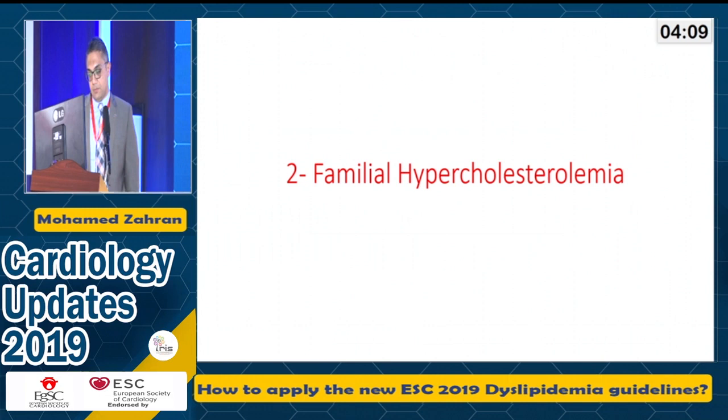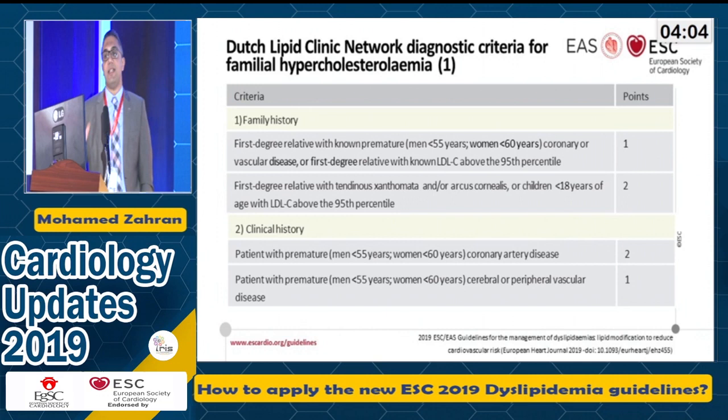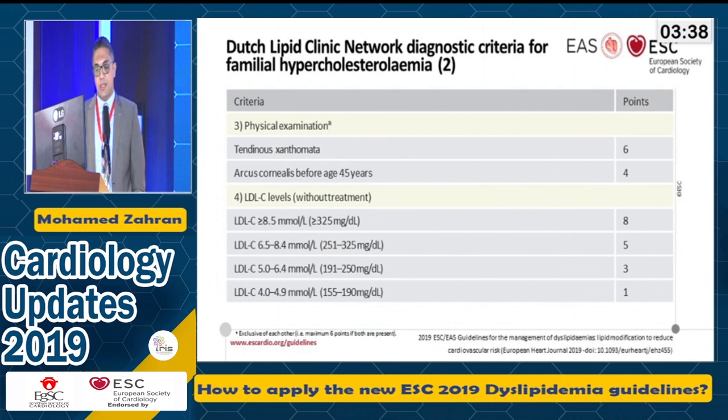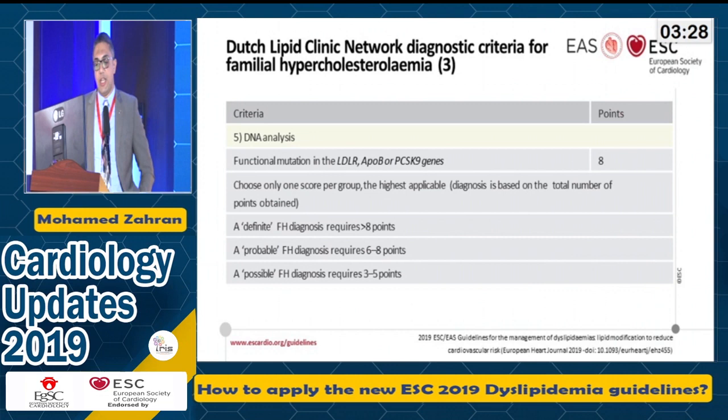Familial hypercholesterolemia is an issue that was raised and focused upon especially in the 2019 guidelines. This is the Dutch Lipid Clinical Network diagnostic criteria for familial hypercholesterolemia. It's composed of several items, and you calculate the points at the end. The family history is important. The clinical history of coronary artery disease and peripheral arterial disease, premature age. Physical examination, tendinous xanthomas, arcus cornealis, and the LDL level before initiating the treatment. At the end, you do the DNA analysis to search for the functional mutation, and then you calculate your score.